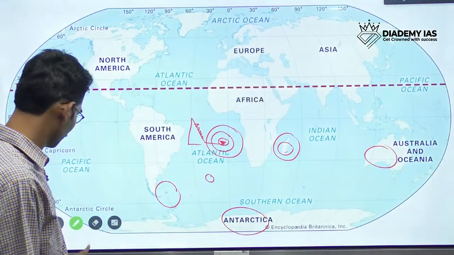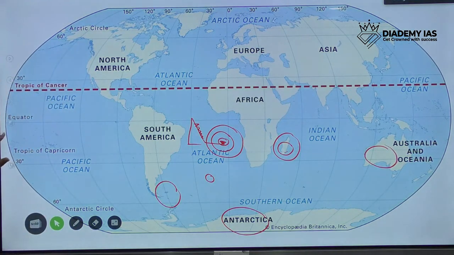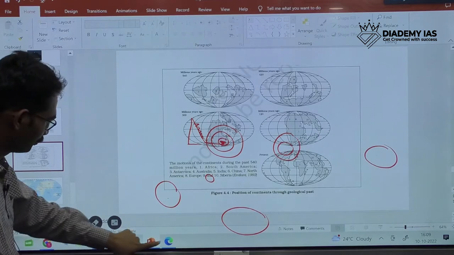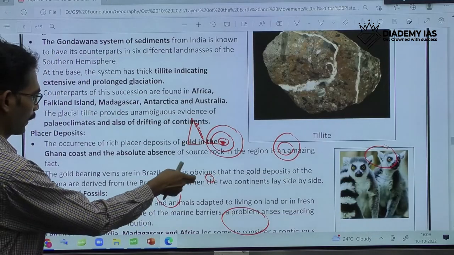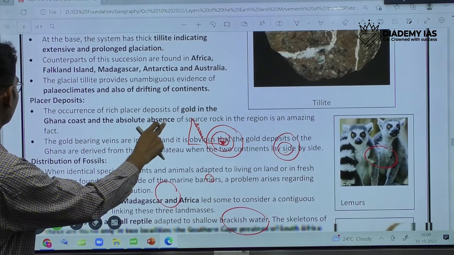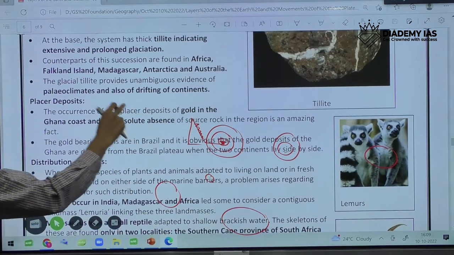Now next one is placer deposits. Now it is related to gold. Before that, you note down this.